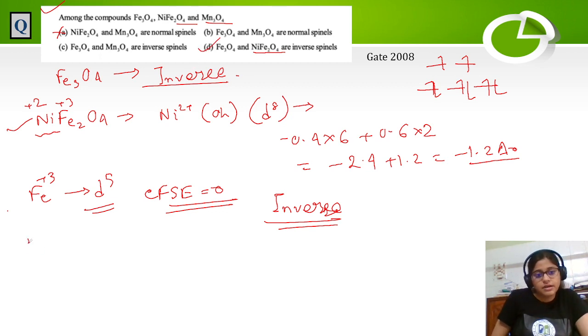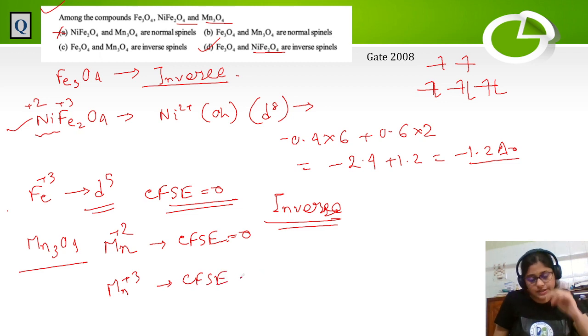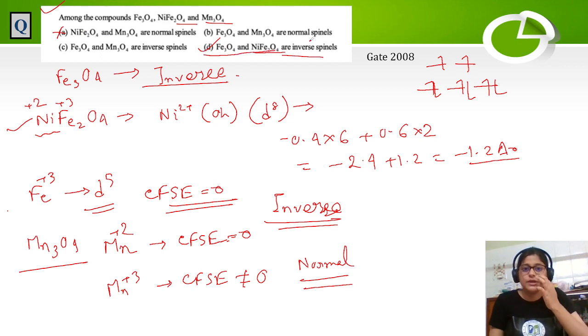But if you want to know what kind of crystal Mn3O4 will make, it has Mn2+ in tetrahedral. The CFSE will be 0 for this because it is a d5 system, and for Mn3+ there will be non-zero CFSE. We will calculate it. So CFSE will not be equal to 0, so it will obviously be normal spinel. Okay, it is normal. Actually, this is normal, but the other thing is wrong. So both things are correct, so it will be the correct option.